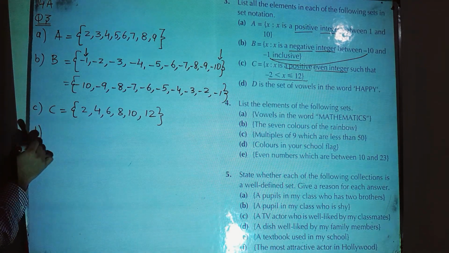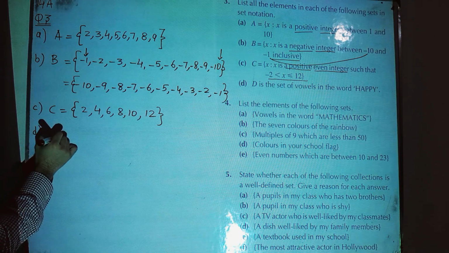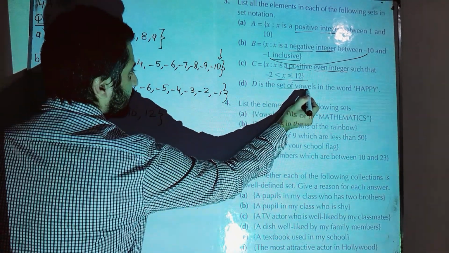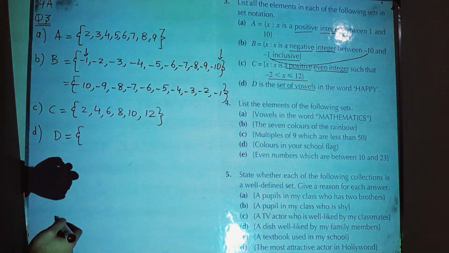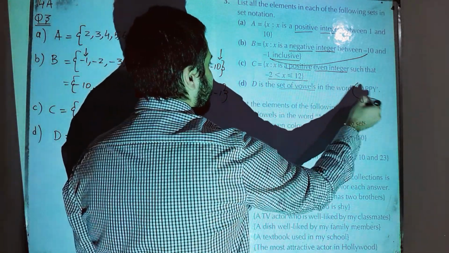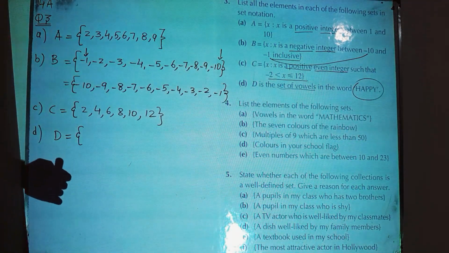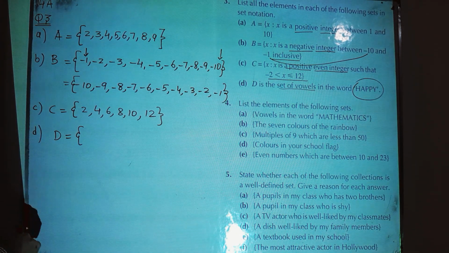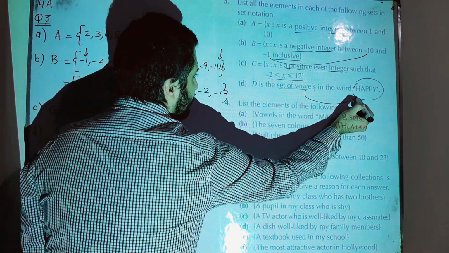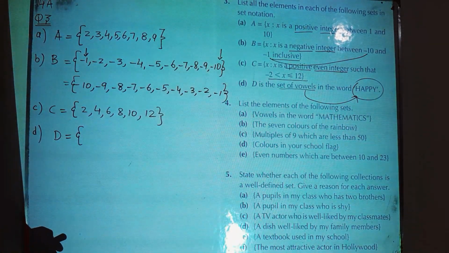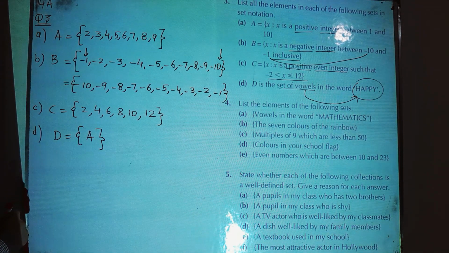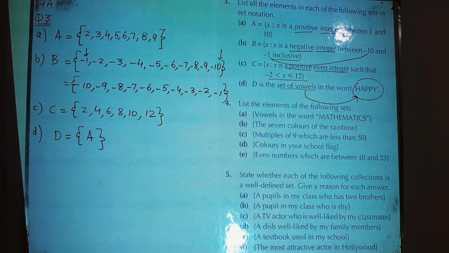Now part number D. D is a set of vowels in the word. We have been given a word happy. Okay, so we have to develop a set of vowels using vowels from this word, and as you can see, the word happy has only one vowel, that is A. So this will be representing the set D. This is question number 3.